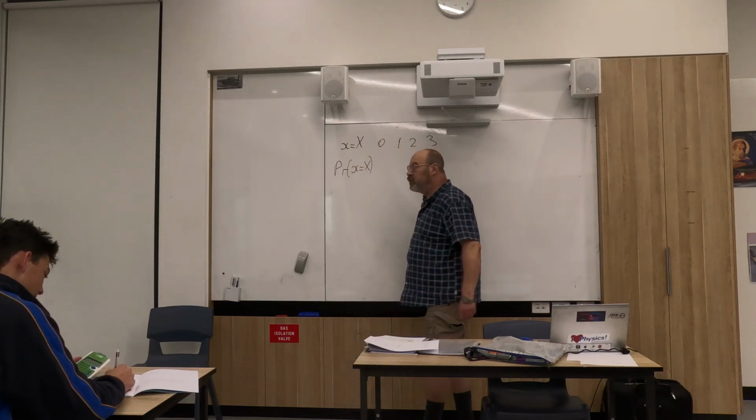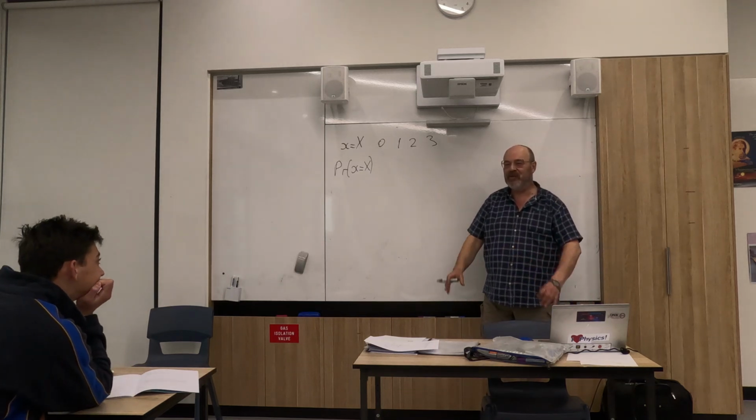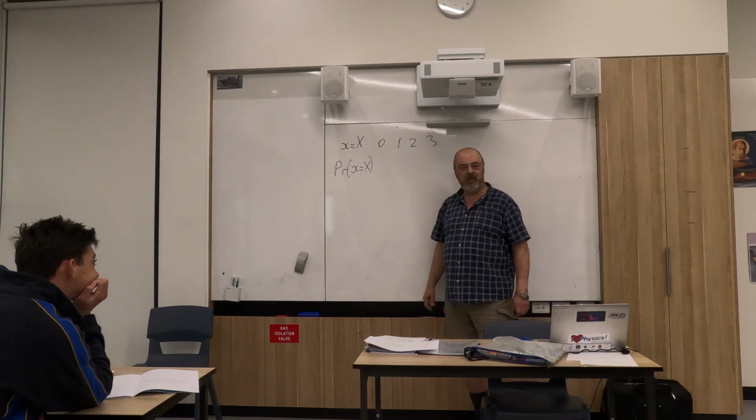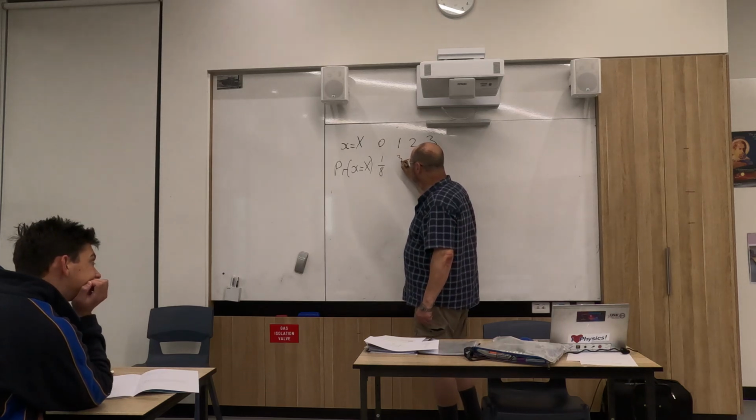And so we can find the probability distribution, the probability that X equals x. By now, without drawing a tree diagram, you should be able to tell me what the probability distribution will be. It's 1/8, 3/8, 3/8, and 1/8.